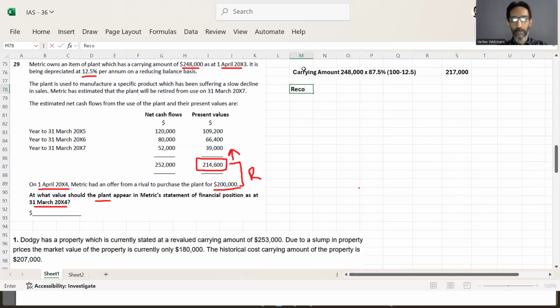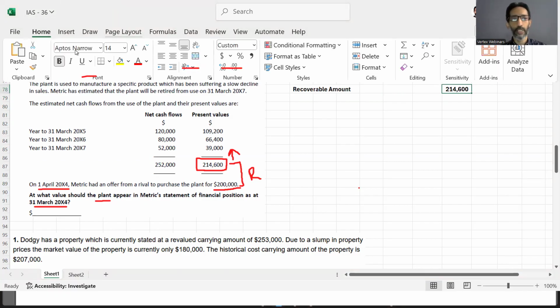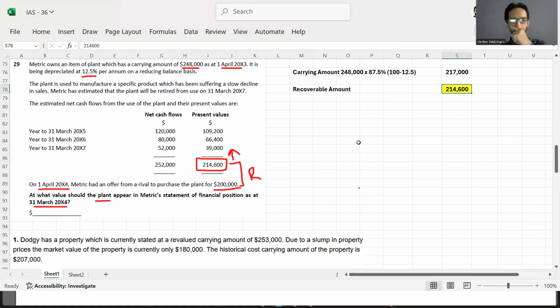The recoverable amount is the higher of the value in use and the fair value less cost to sell, which is 214,600. So clearly the recoverable amount is less and the carrying amount is higher, and we can say that impairment has taken place. We can calculate the impairment, but the answer to the question is 214,600, because this is the value that we are now going to keep in the statement of financial position.